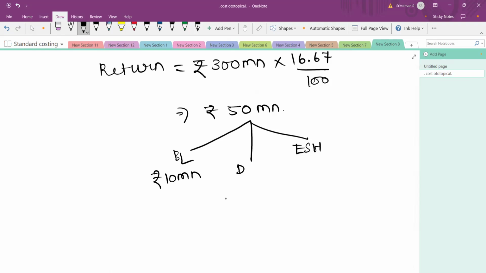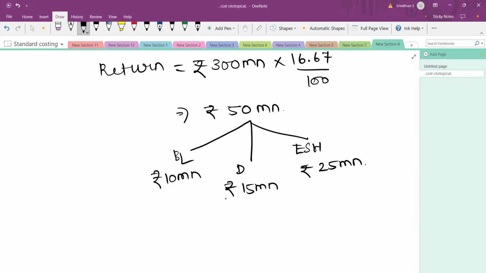Out of that 40 million, the debenture holders are expecting 25 million. Sorry, debenture holders are expecting 15 million. So we had 40 million. Out of that, 15 million is paid to the debenture holders. So we are left with 25 million. What is the expectation of the equity shareholders? 25 million. So that 25 million will be paid to the equity shareholders.